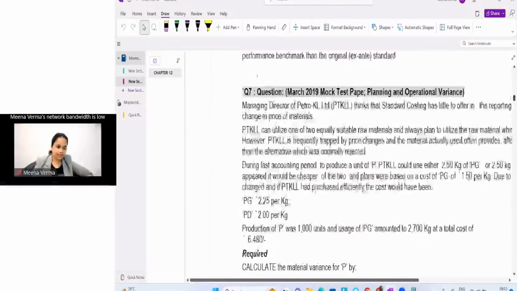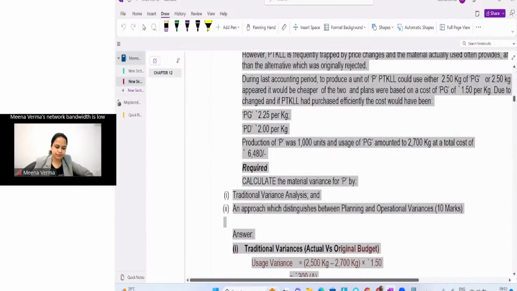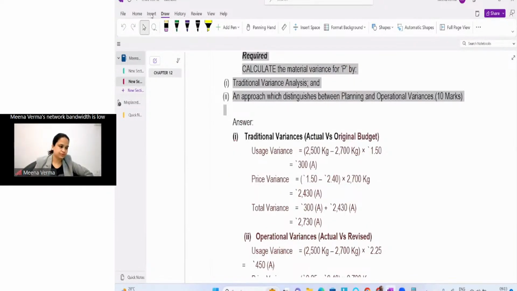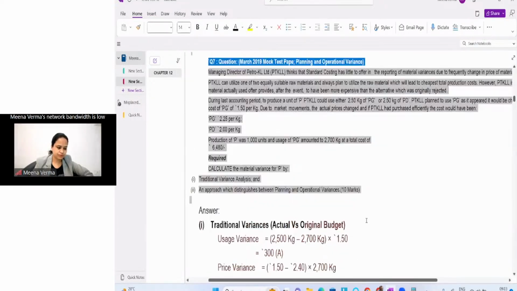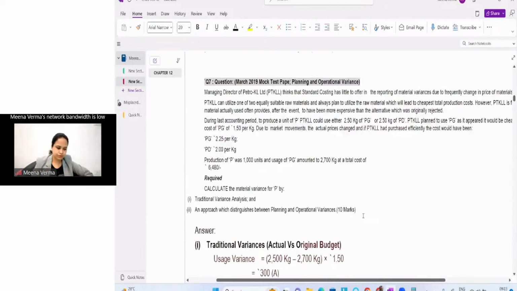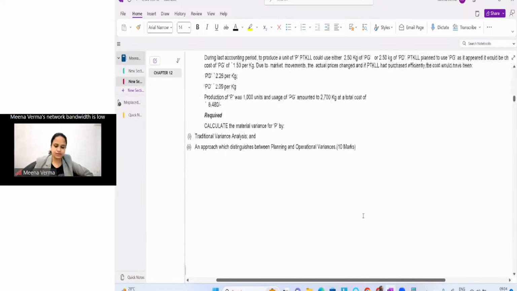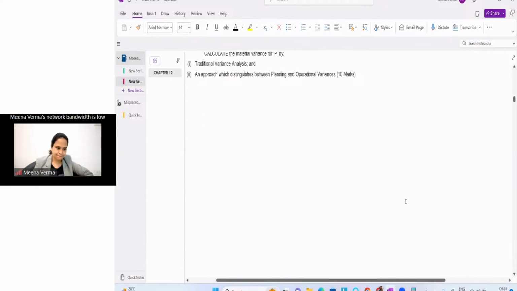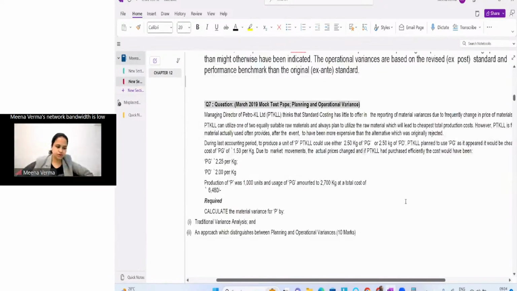Okay, let's take this question. So this was a question from your mock test paper. Let's take this question. It's this one. Okay, read this question and let's try to solve this question. Read this question. We will try to solve this question.